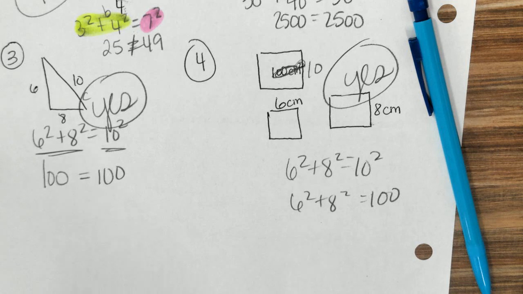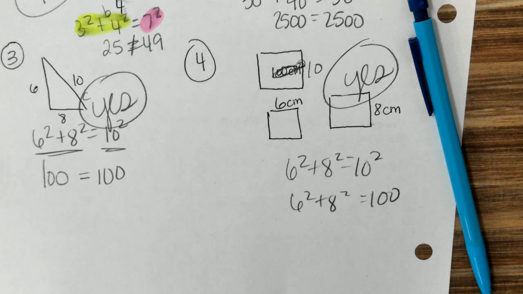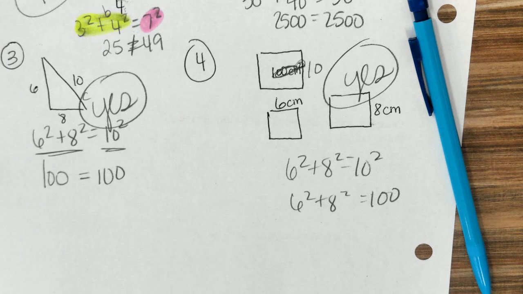Okay, the assignment today is very easy. You will either be solving for a missing side, or saying yes, it's a right triangle, or no, it's not.